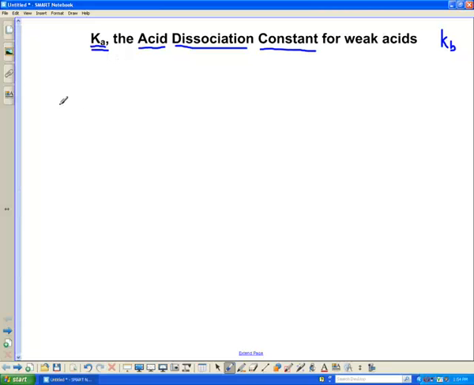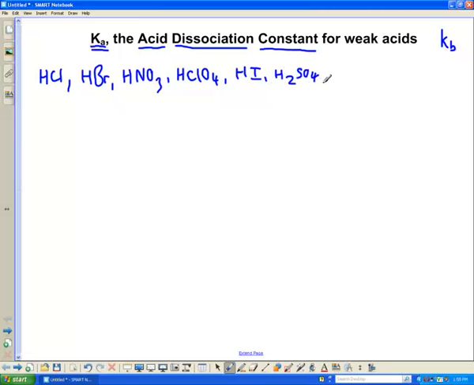The fact is that some acids are strong and some are weak. Let's see what strong acids we can think of. Common strong acids: HCl, HBr, HNO3. So hydrochloric acid, hydrobromic acid, nitric acid, HClO4, perchloric acid, HI, hydroiodic acid. I think that's the correct pronunciation. And then the last one that everybody gets exposed to in their car, sulfuric acid.